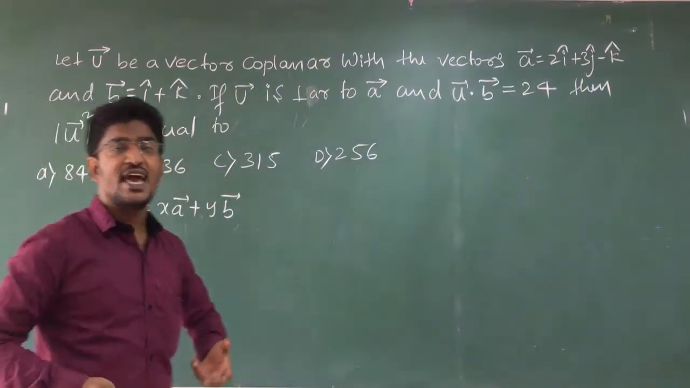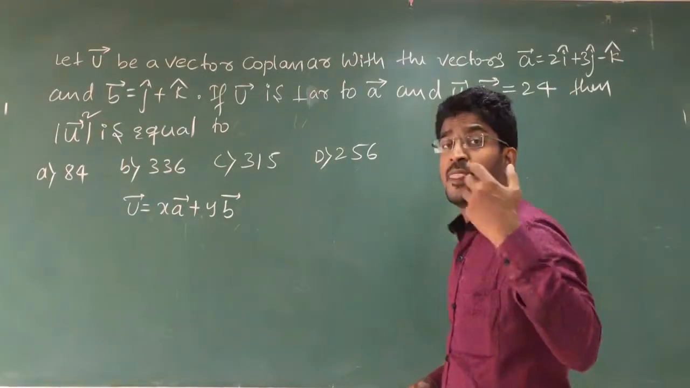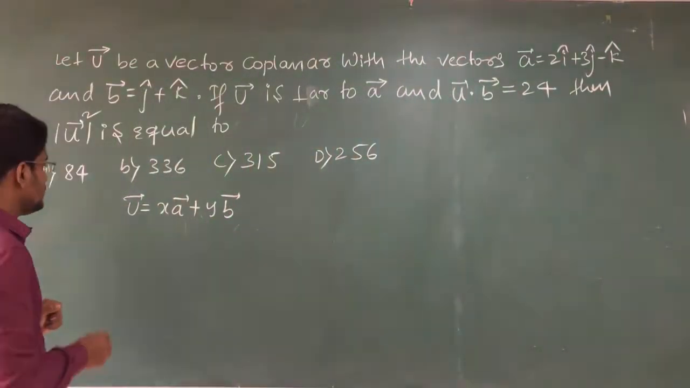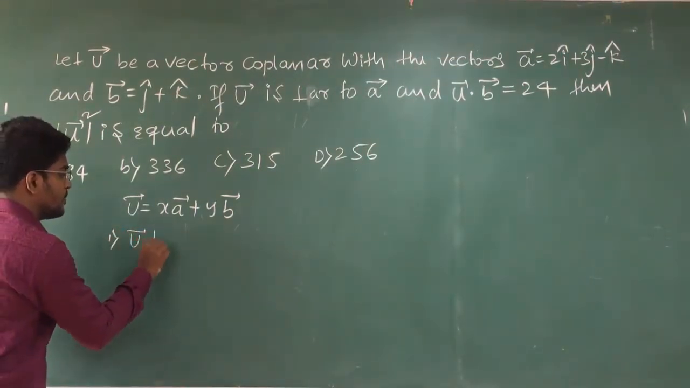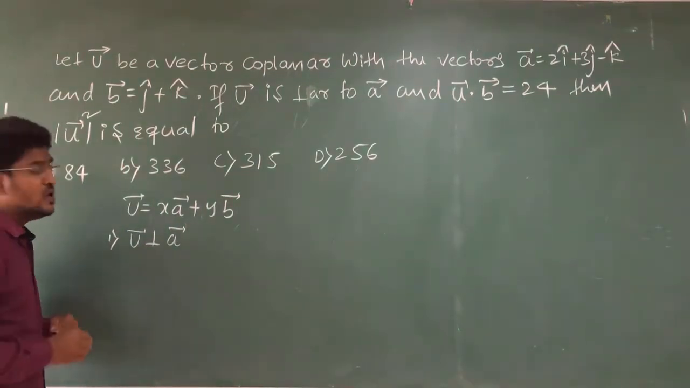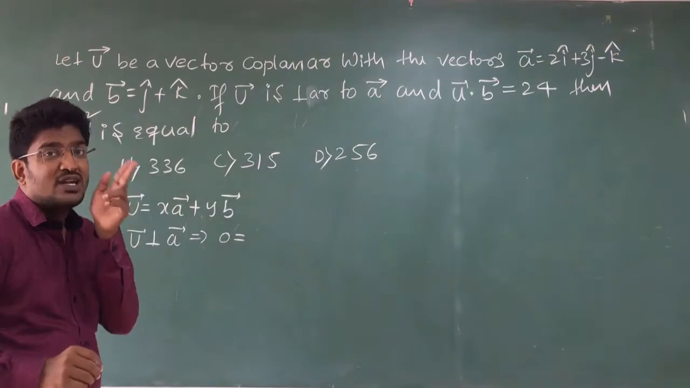I can write it as vector u equal to x into vector A plus y into vector B, because vector u is coplanar with vector A and vector B. No problem. So what is the first case? Vector u is perpendicular to vector A. That means u dot A is equal to 0. So this implies 0 is equal to u dot A.